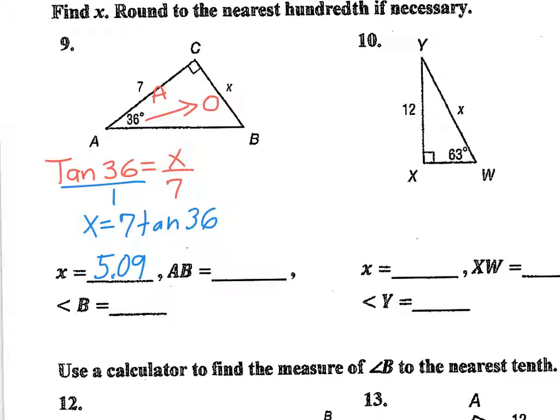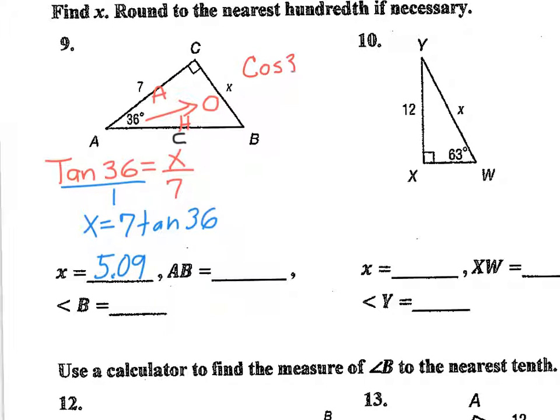And now if they want me to find AB, I'm going to let AB be just little c, okay? So that is the hypotenuse, isn't it? AB is a hypotenuse? Yes. So what I'm going to do is use the 7 and the hypotenuse. So A and H. What property am I supposed to use here? The cosine, right? Okay, so I'm going to use cosine.